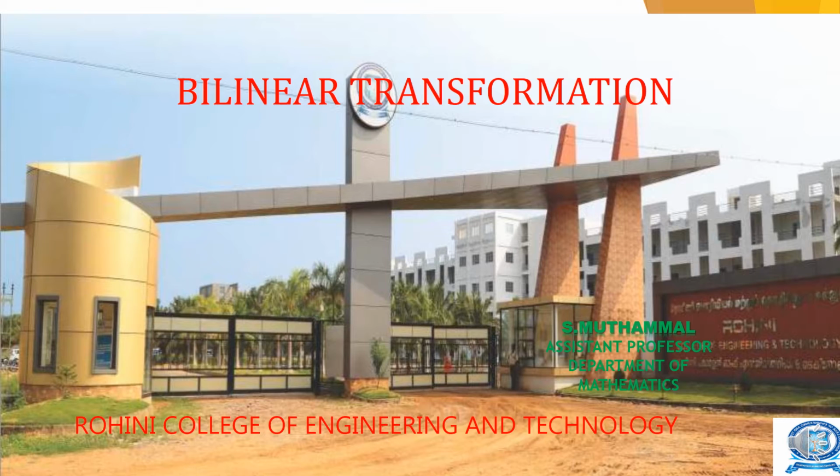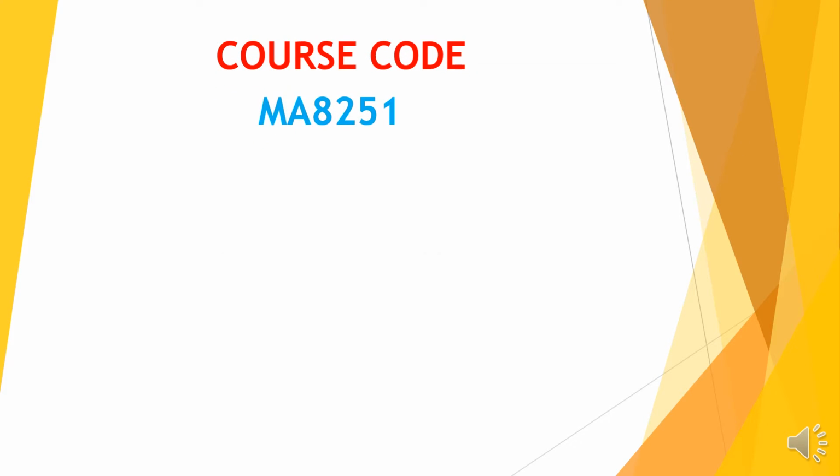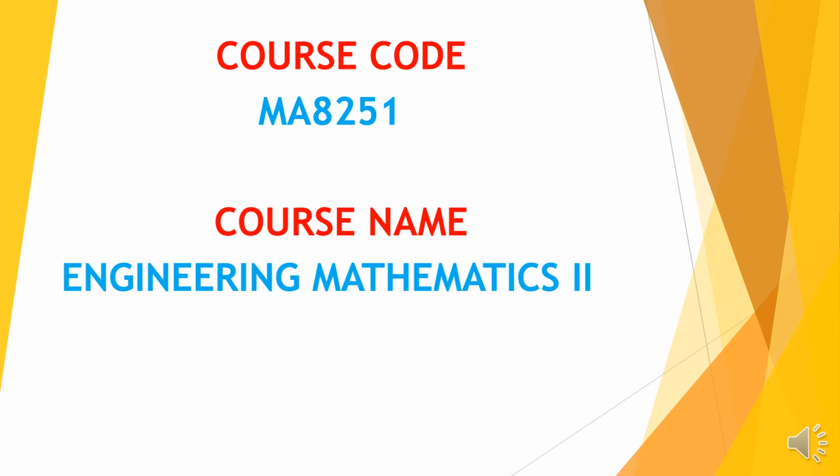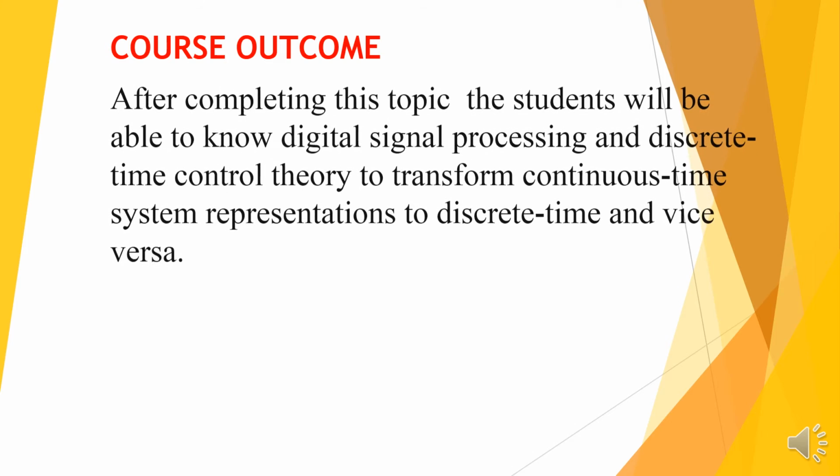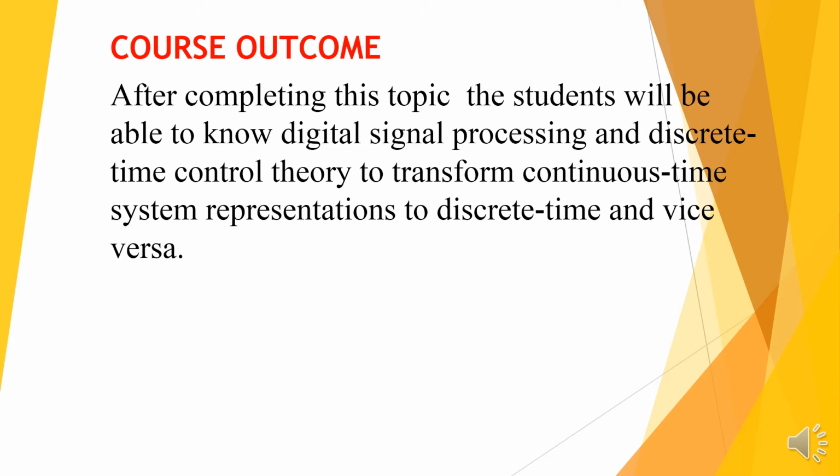Today I am going to explain the topic Bilinear Transformation. Course code MA8251, course name Engineering Mathematics. Course outcome. After completing this topic, the students will be able to know digital signal processing and discrete time control theory to transform continuous time system representations to discrete time and vice versa.